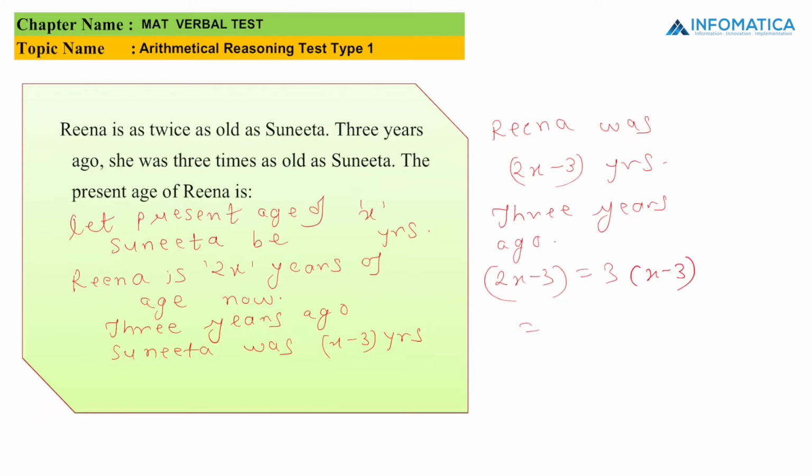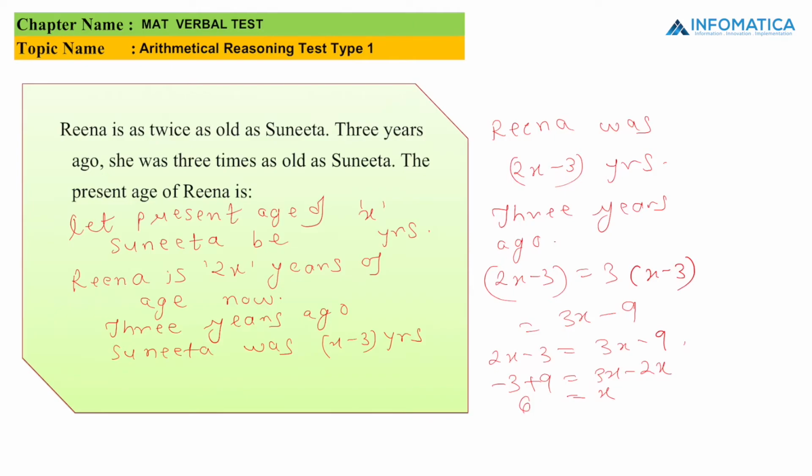So on simplifying the equation, I get 3x minus 9 and this is equal to 2x minus 3. So 2x minus 3 is equal to 3x minus 9. So minus 3 plus 9 is equal to 3x minus 2x, which is equal to x. Thus I can say that x is 6. तो स्टूडेंट्स, मुझे सुनीता का एज जो है वो x years, which is 6 years मिल चुका है.